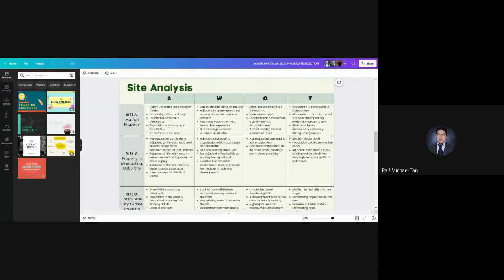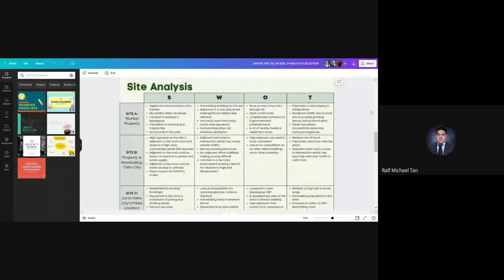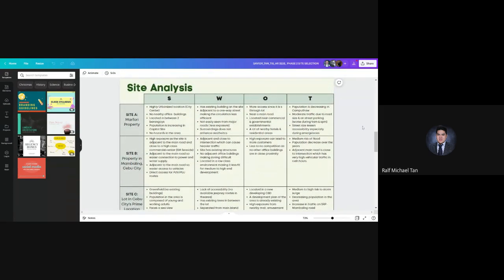So for site analysis, we applied the SWOT analysis method. For site A, which is the Morphori property, for its strengths, there's hardly any competition as there are no nearby office buildings. It has a good scope as it is located between two barangays and in a city center, and there are no known hazards in the area.